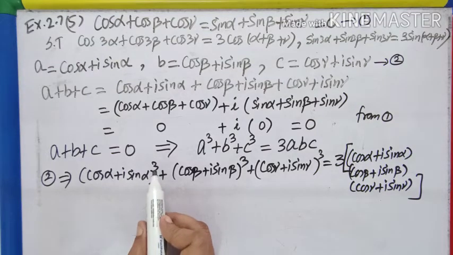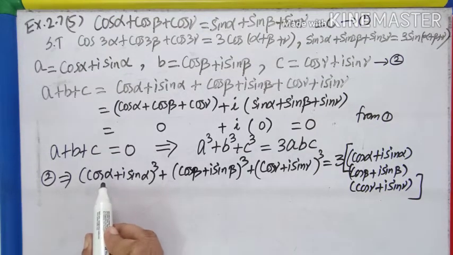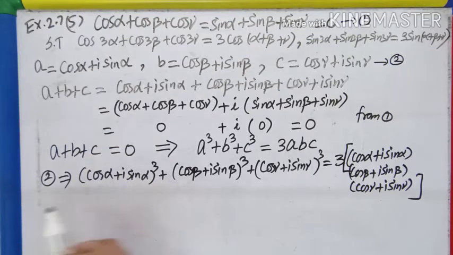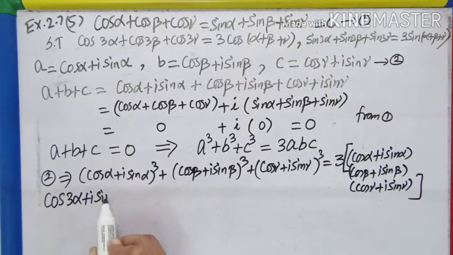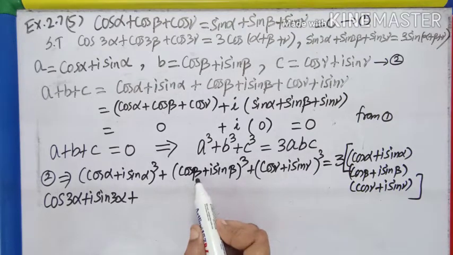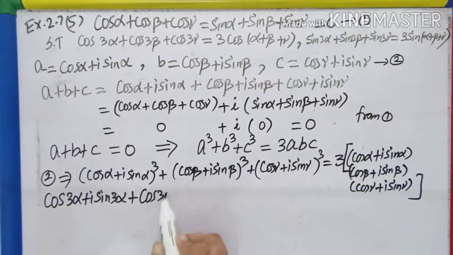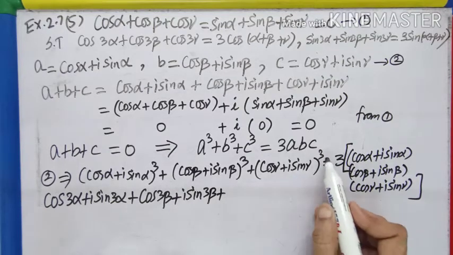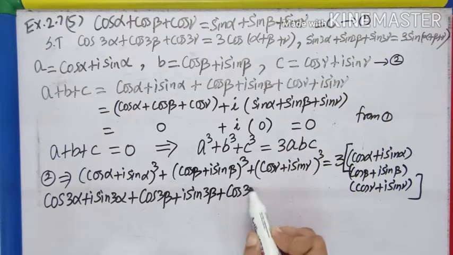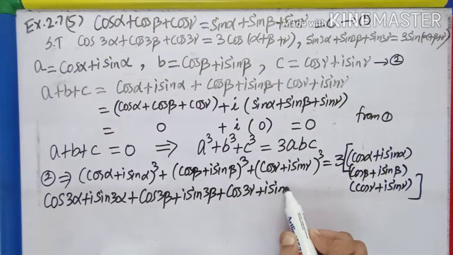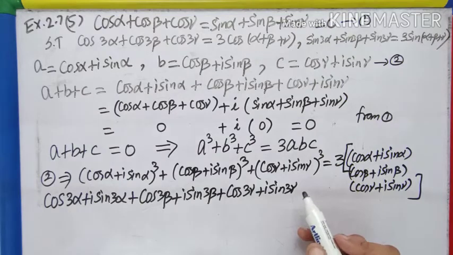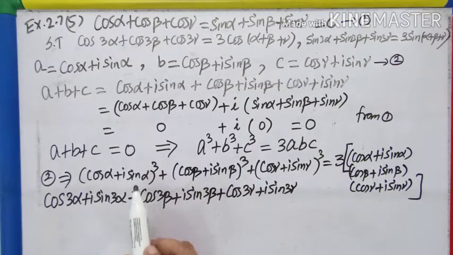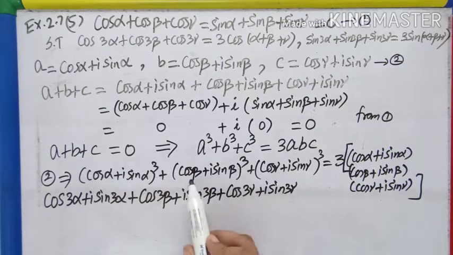De Moivre's theorem: the power will come to the argument. So this step can be rewritten as cos 3 alpha plus i sin 3 alpha. Similarly, this power will come to the argument. It is cos 3 beta plus i sin 3 beta. And again, cos 3 gamma plus i sin 3 gamma. Remember, De Moivre's theorem says the power will come to the argument.